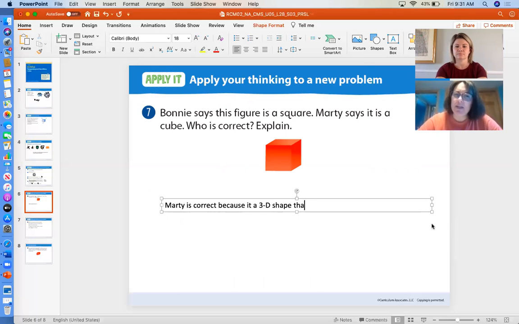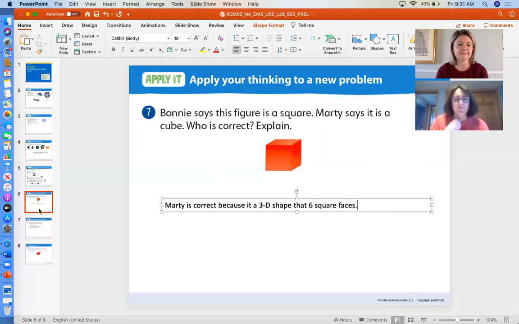Lots of different things we could say here. Marty is correct because it's a 3D shape that has square faces. That's probably the way I was thinking of it. I have to know cube because of the square faces, right? You could also count the faces, the edges, and the vertices. Although I think that, how about we say 6 square faces? Okay. There we go.